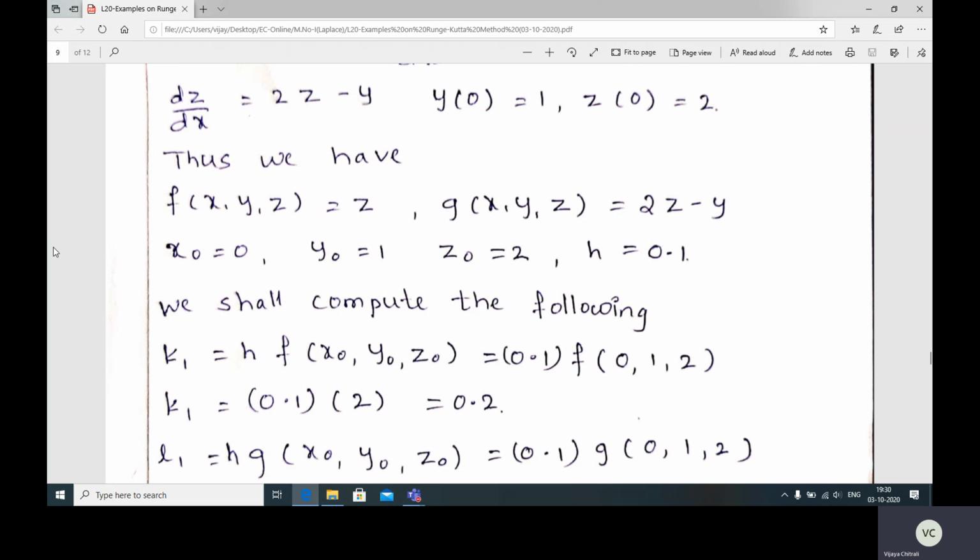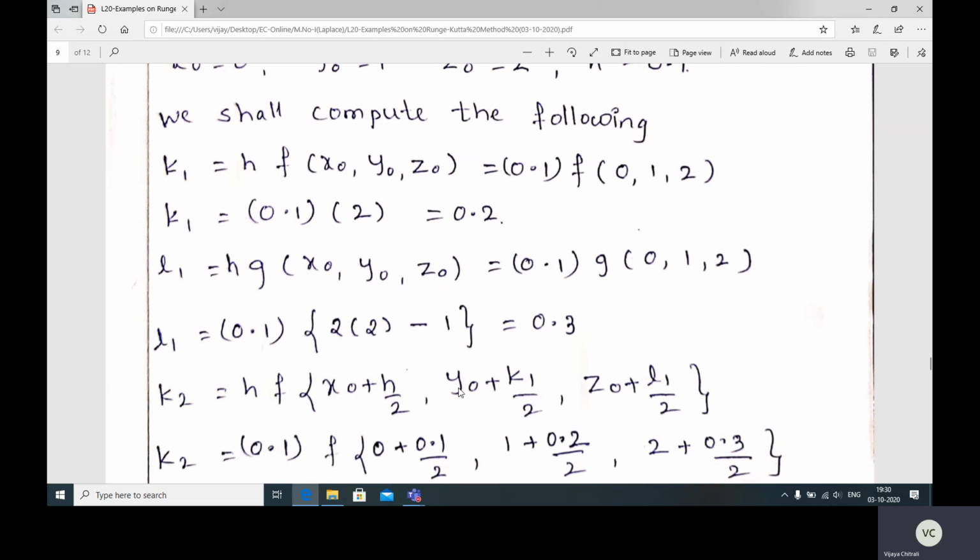K1 is h into f of x naught, y naught, z naught. So h is 0.1, x naught is 0, y naught is 1, and z naught is 2. f of x, y, z is z. In place of z, what do we have? 2. 0.1 into 2 is 0.2. Now L1 is equal to h into g of x naught, y naught, z naught. x naught, y naught, z naught is 0, 1, 2. g of x, y, z is 2z minus y. z is 2, y is 1.